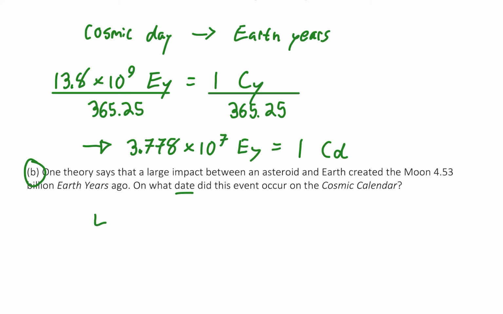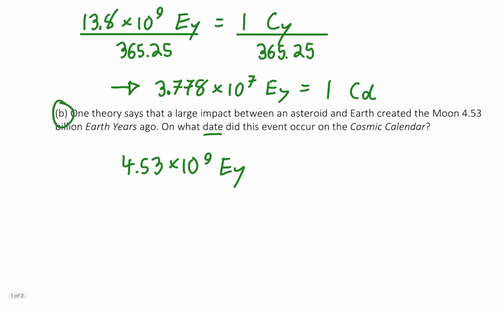So we have 4.53 times 10 to the 9 Earth years. And if we divide that by this value right here, our conversion factor of 3.778 times 10 to the 7 Earth years.